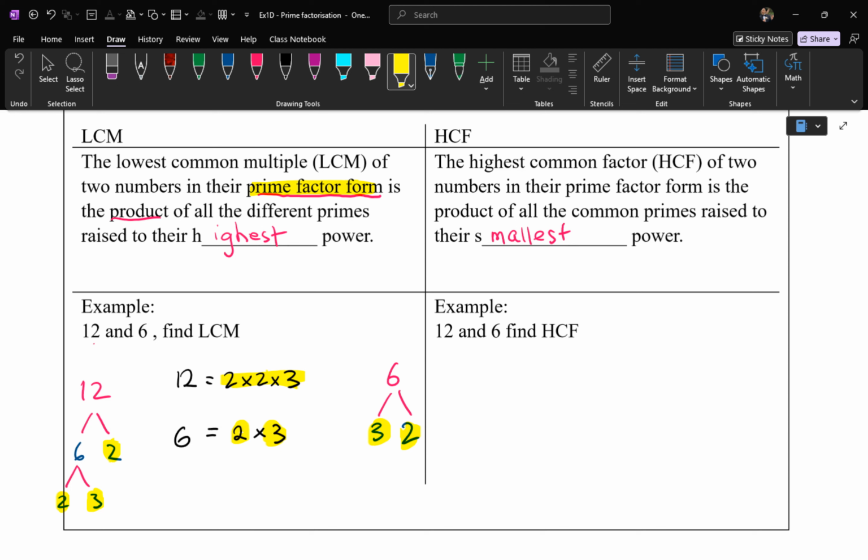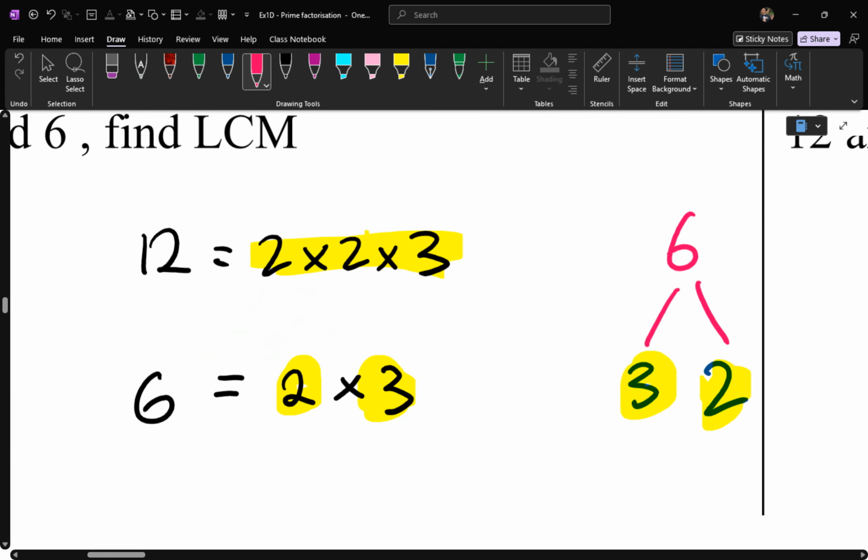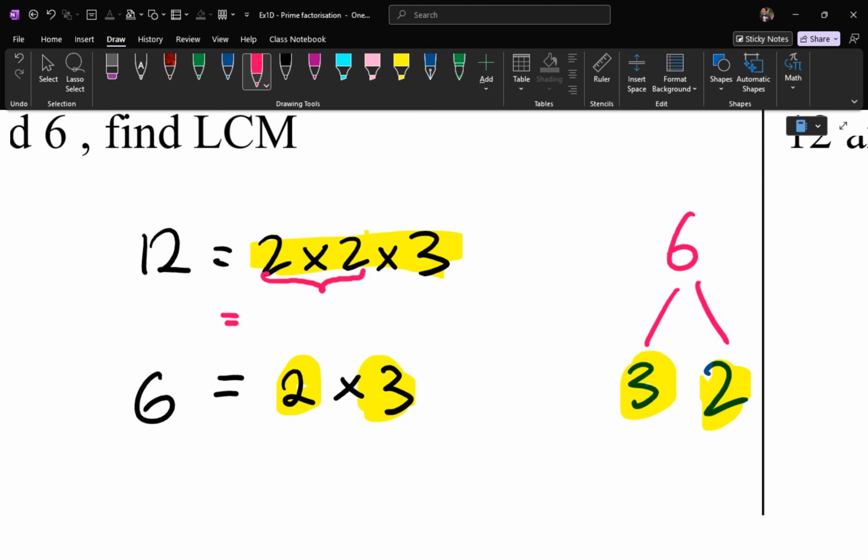They're saying if you want to find your LCMs, all you have to do is find the product of all the different primes. So what different primes do I have? I've got a 2 and a 3. Those are my two different primes. But I want to multiply only the ones raised to their highest power. At the moment, if you have a look at this 12, we know that 2 times 2 can be written as 2 to the power of 2. So the highest power there is 2. Whereas this is times 3.